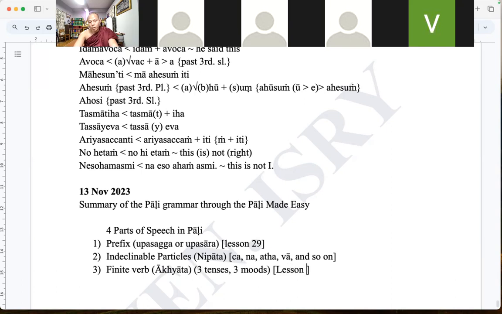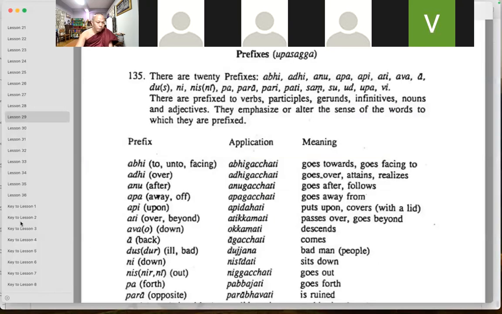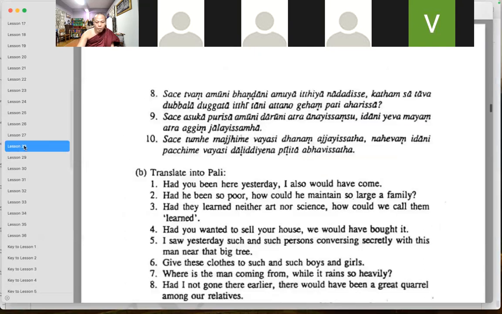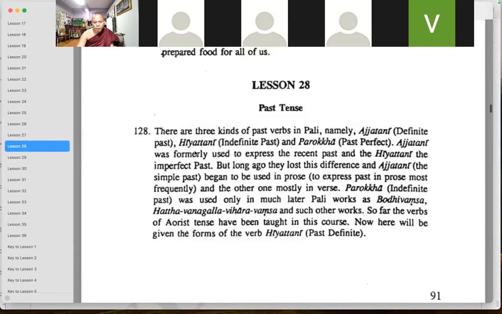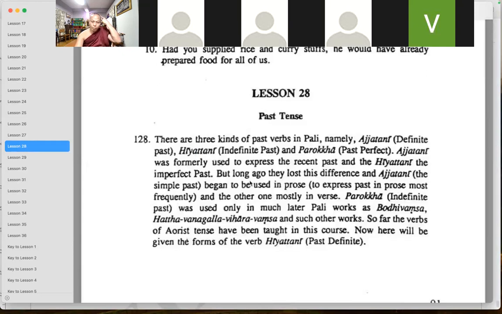in lesson 2, 3, 4, 5, 6, 7, 8. And then maybe in lesson 28 also past tense.